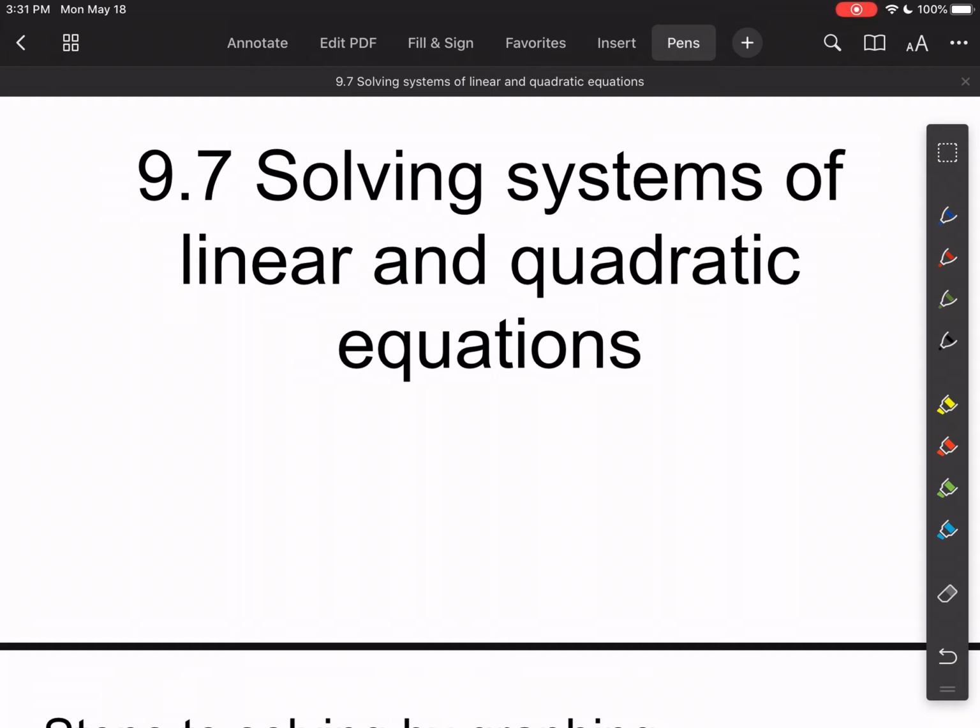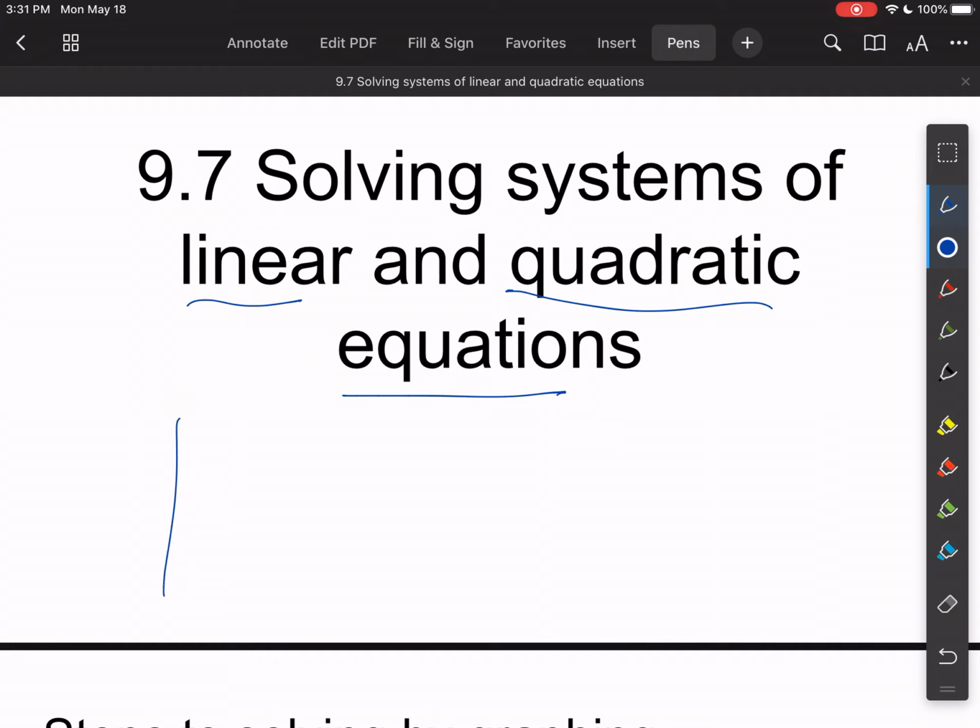So to begin with 9.7, we're solving systems of linear and quadratic equations. We're going to look at a system of equations where we have a line that intersects with a parabola, a quadratic. As you can imagine, there's a lot of possibilities for that to happen. Let's just talk about a few of them before we get into this too much.